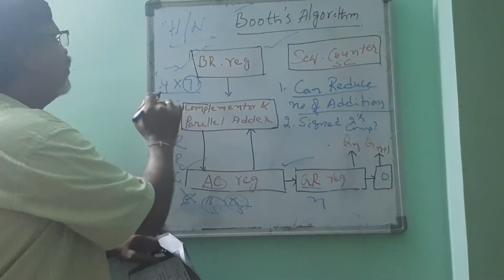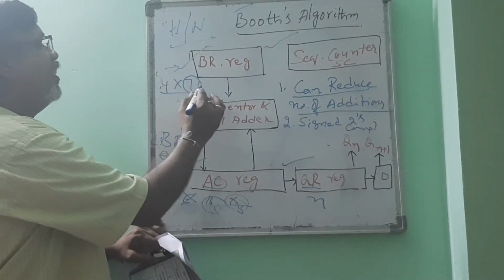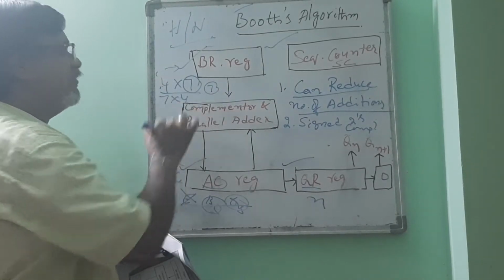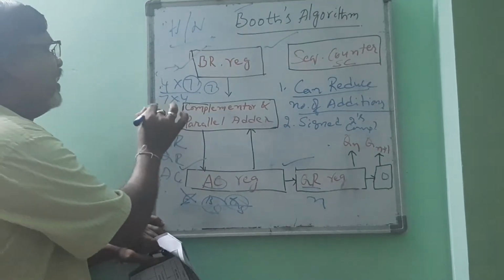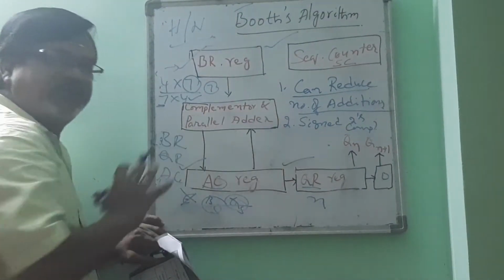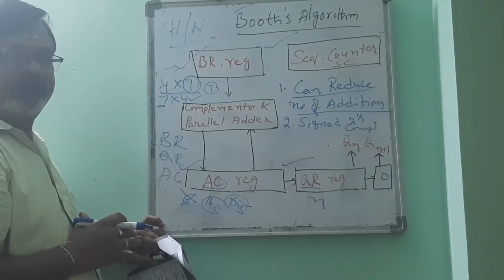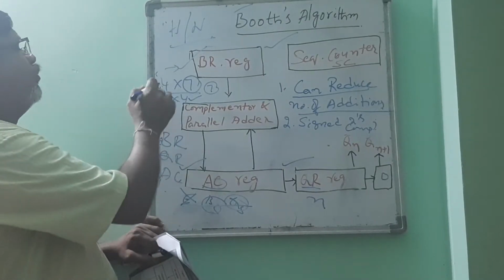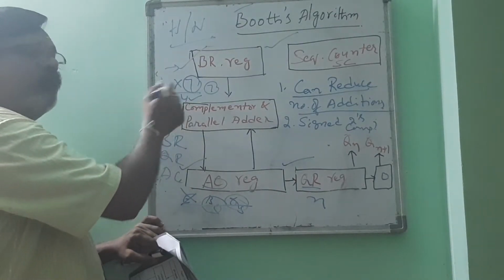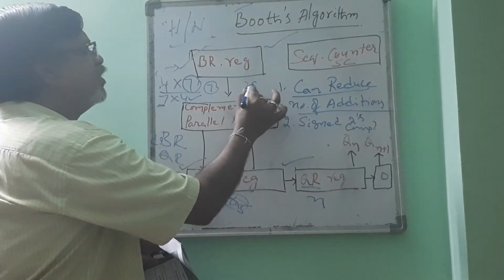Sometimes, instead of performing the addition 7 times, if you consider the reverse, 7 into 4, it is nothing but adding 7 four times. So only 4 times the addition will be executed. Both results are the same. Adding 4 seven times or adding 7 four times, you will get the result 28 only.